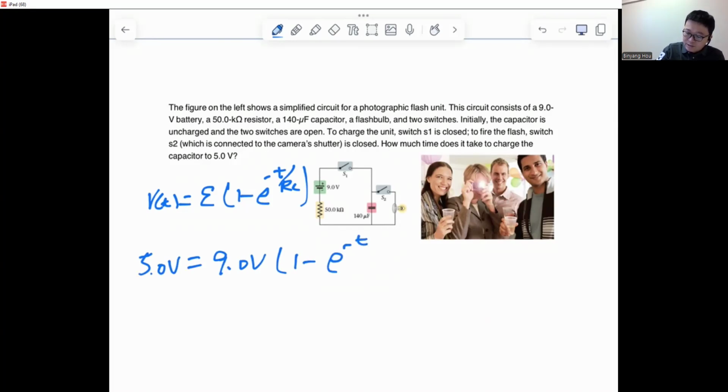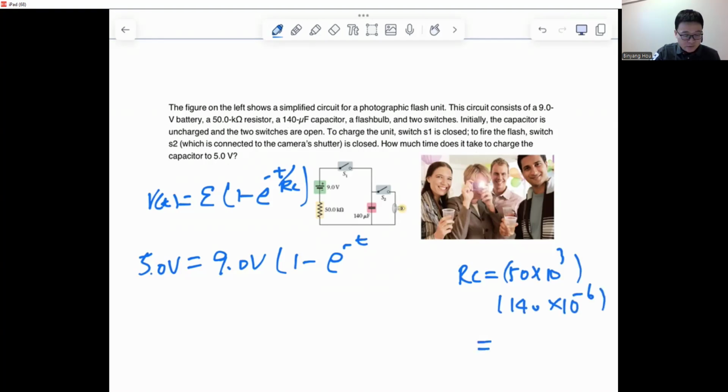So we can calculate r times c first. R is actually 50 times 10 to the third ohms, and c is 140 times 10 to the minus 6 farad. That actually gives us just 7 seconds. So we can write that over 7. And then we are solving for t.